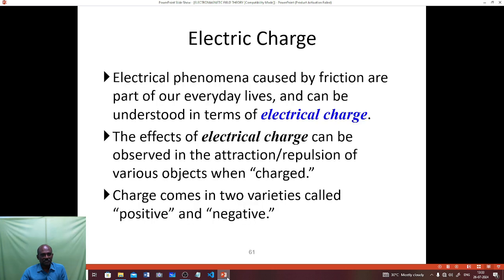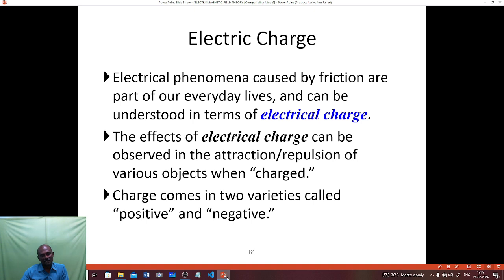The electric charge. Electrical phenomena caused by friction are part of our everyday lives and can be understood in terms of electrical charge. So we can feel the existence of charges. By rubbing any two objects or our hands, we can feel the existence of charge. The effects of electrical charge can be observed in the attraction or repulsion of various objects when charged. When charged, there is a force between any two charges. It may be attractive or repulsive.